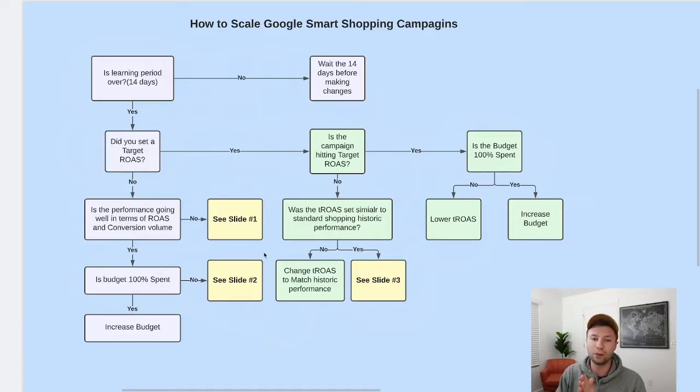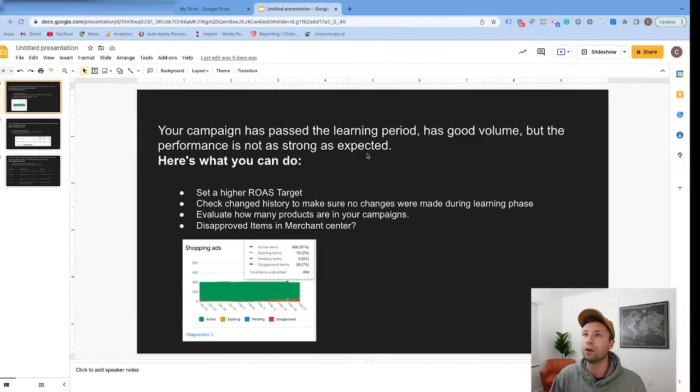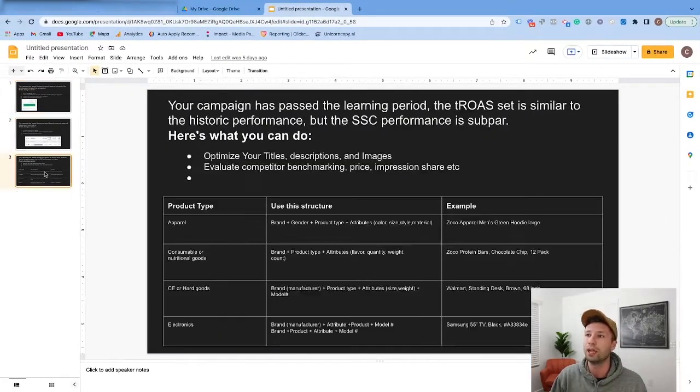I didn't want to spend too much time going through this flow, and I spent more than I wanted to, but you can pause it and read this situation for yourself, figure out what bucket you are currently in, and follow the steps that are needed to scale from there. So now I'm going to go over to these slides and explain these exact scenarios and how you can scale from there. So we have slide 1, slide 2, and slide 3.